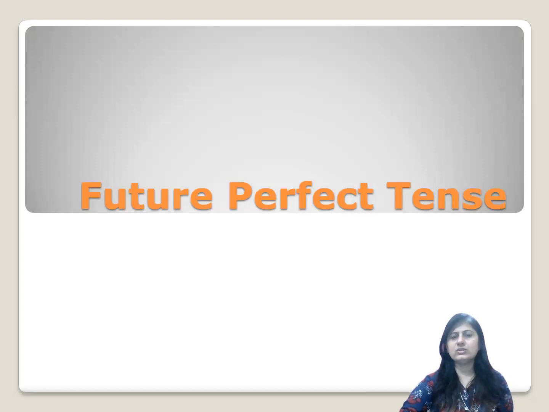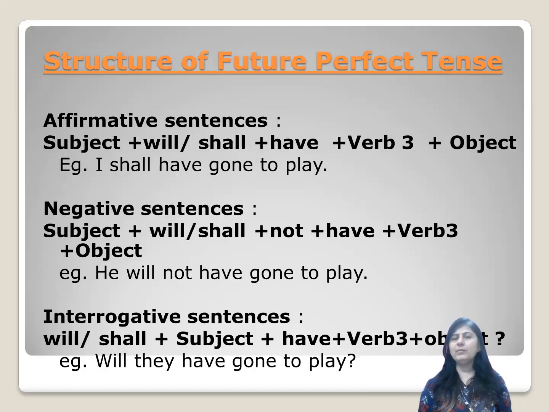Let us see the structure first. In affirmative sentences, we use subject plus will/shall, have, and the third form of the verb. Here we will use the third form and then the object. In all the perfect tenses we use has, have and the third form.